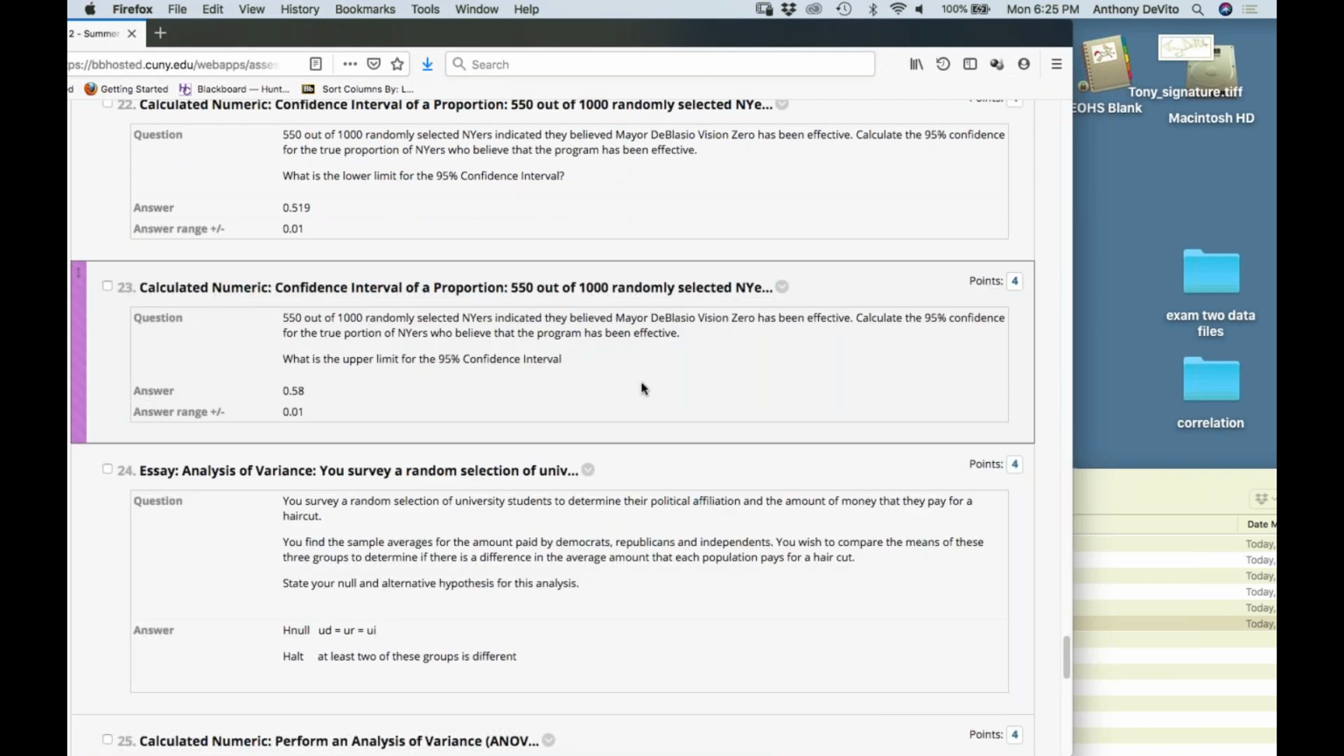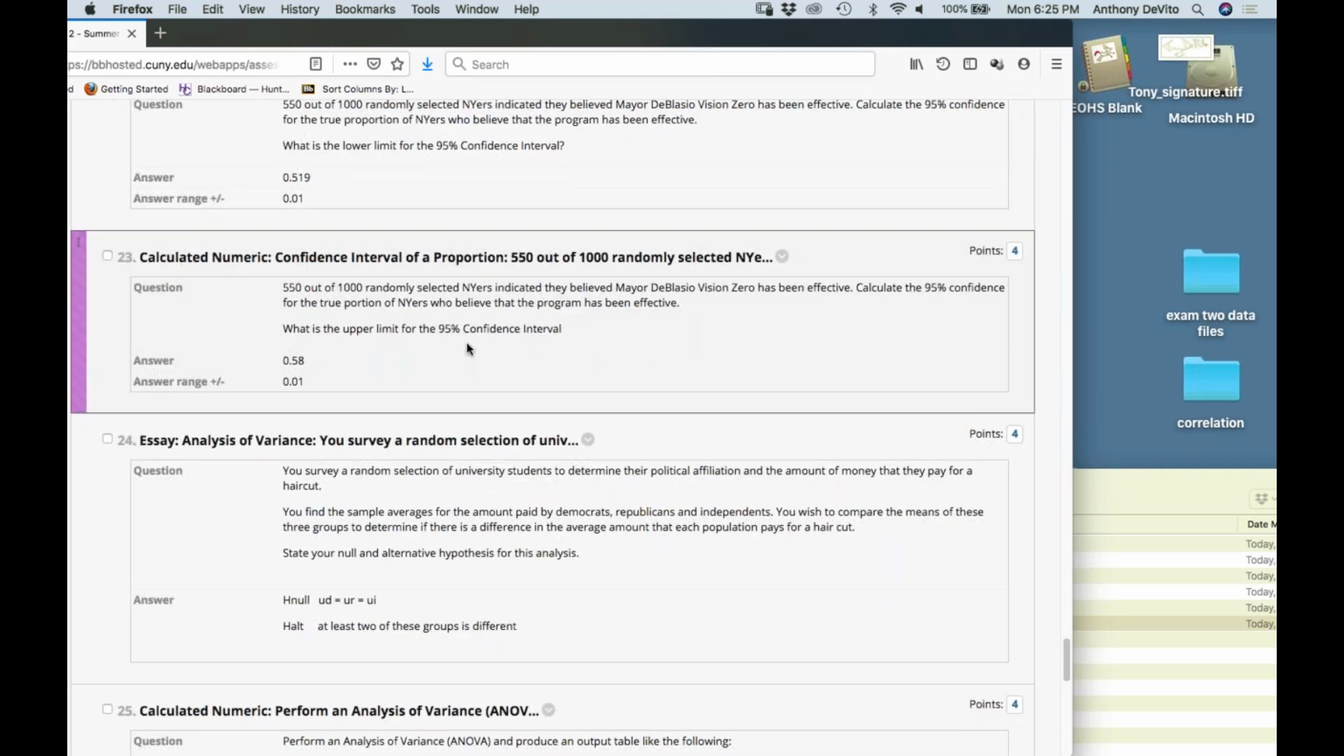Okay, 550,000 New Yorkers indicated they believe the program has been effective. Calculate a 95% confidence interval for the true proportion of New Yorkers that believe the program has been effective. The numbers dropped a lot in the last week or so. The idea here is that we randomly sample 1,000 people, but there are 9 million New Yorkers, right? We want to know what all the New Yorkers, or maybe at least adults, 7 million or 6 million adults, think. We can't sample 6 million adults, so we randomly select maybe a phone survey or something like that.